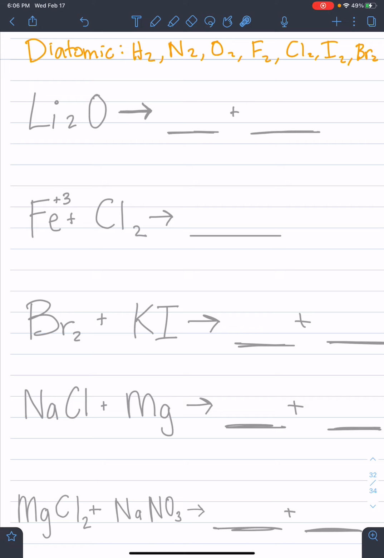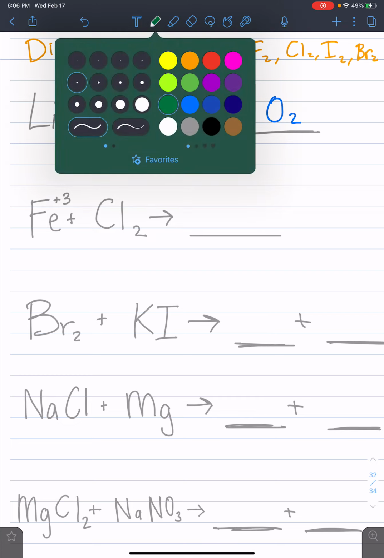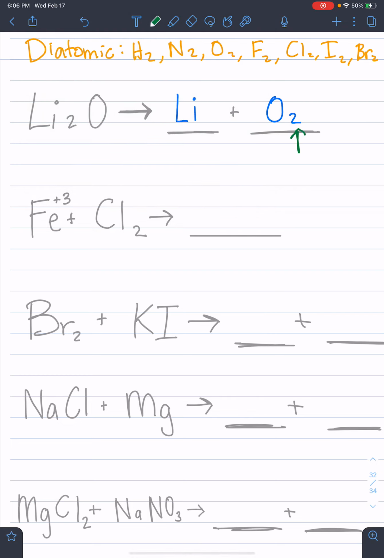So for this one, we know that it's going to have to split apart into two separate things because we can't just keep it as one thing. That wouldn't have undergone a chemical reaction. We have to split it apart into two separate things. So we're going to split it apart into Li and O2. Now you might be wondering why we have a 2 down here for the O, but nothing down here for the Li, just a 1.